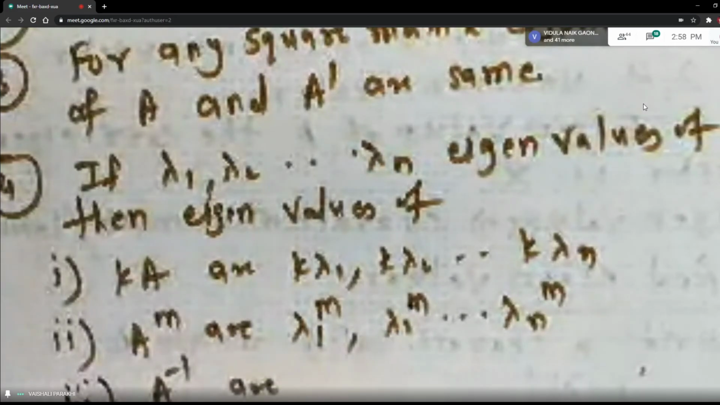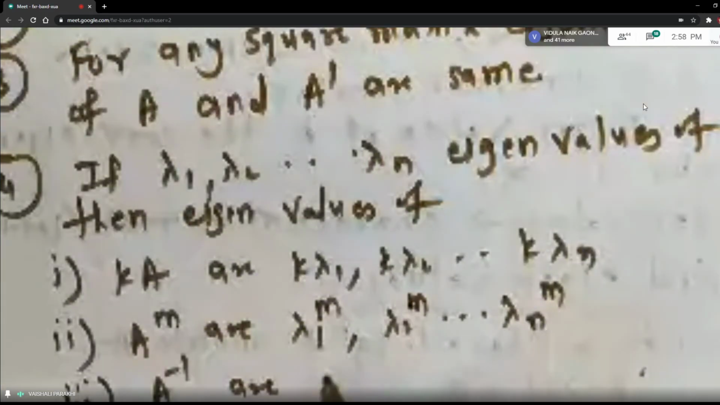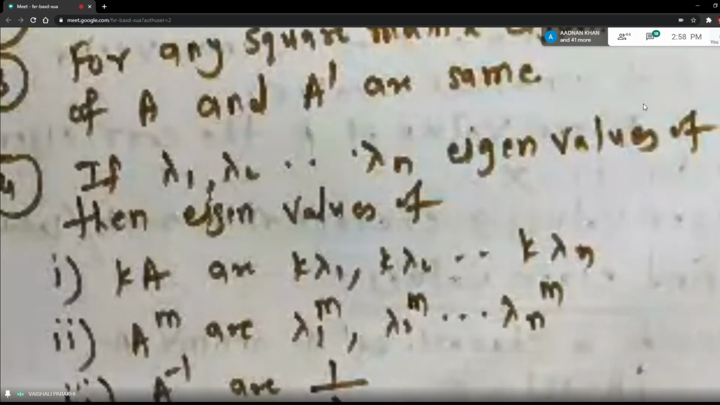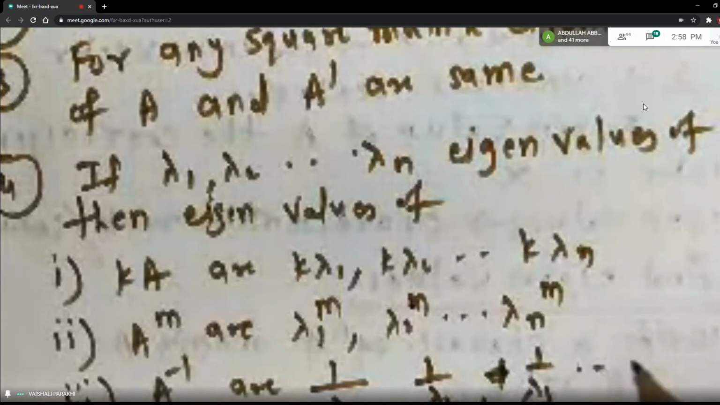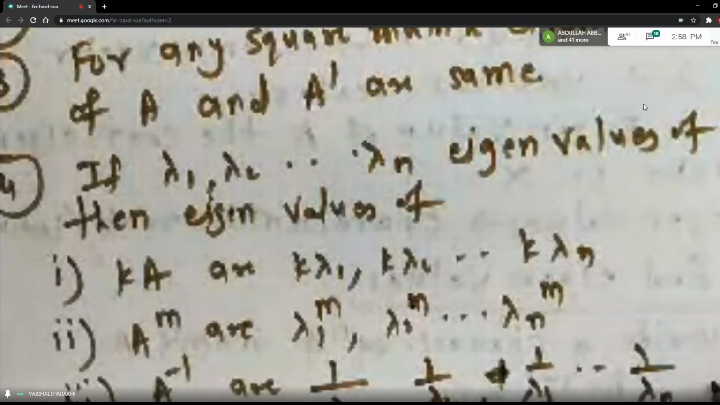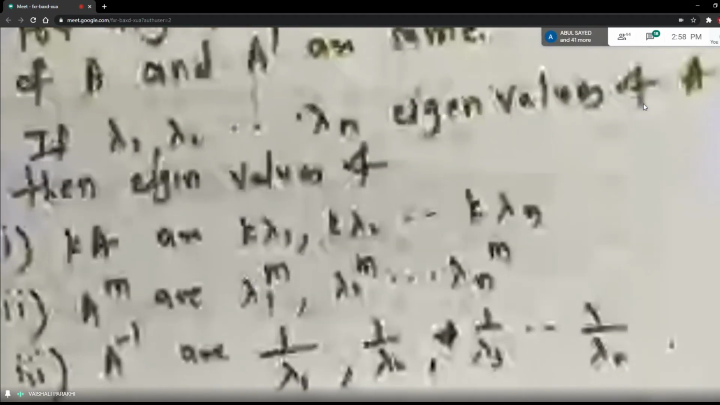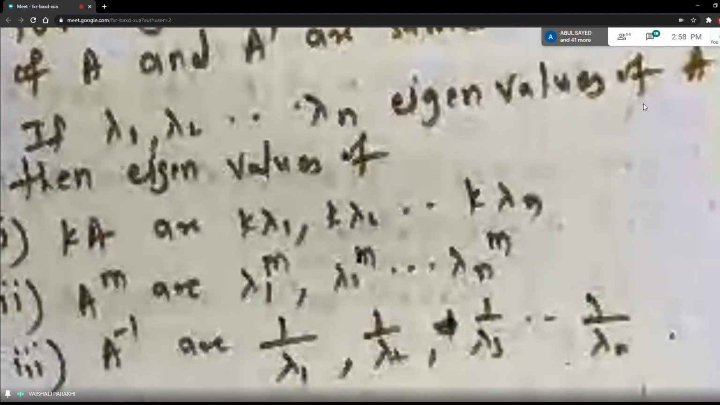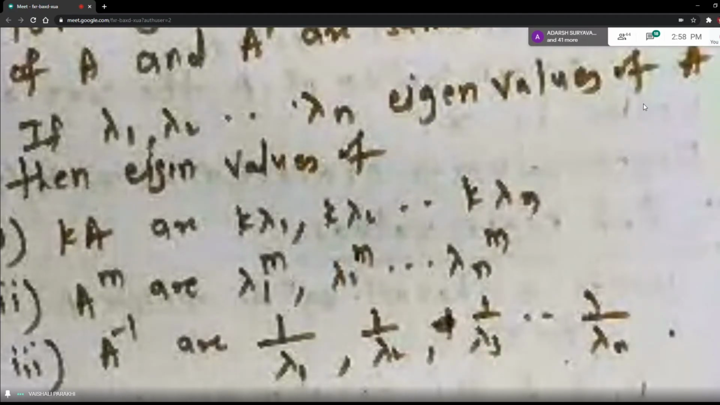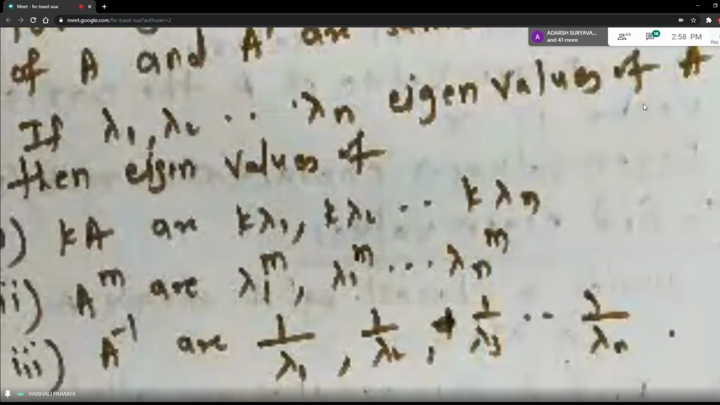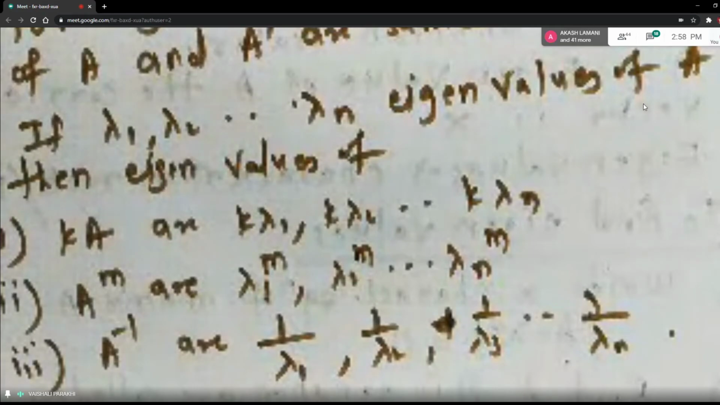It will be just the reciprocal of every eigenvalue. Okay, 1 upon lambda n. So if it is asked to find out eigenvalues of the matrix A inverse, don't find out A inverse. Don't do anything. Directly find out the original eigenvalues of the matrix. And the reciprocal of every eigenvalue will be the eigenvalues of your matrix A inverse.